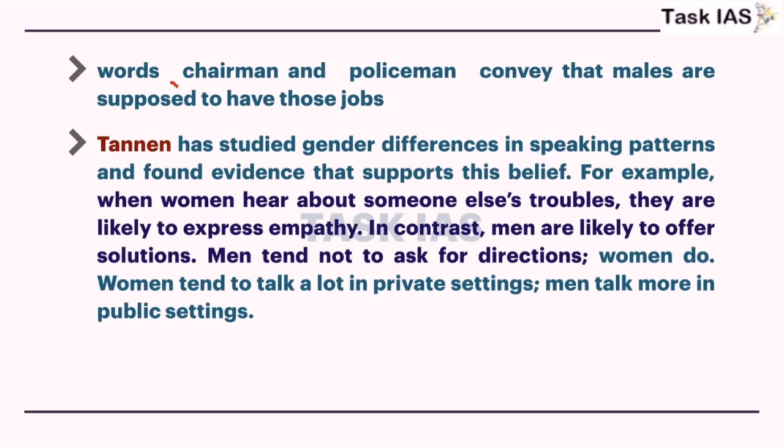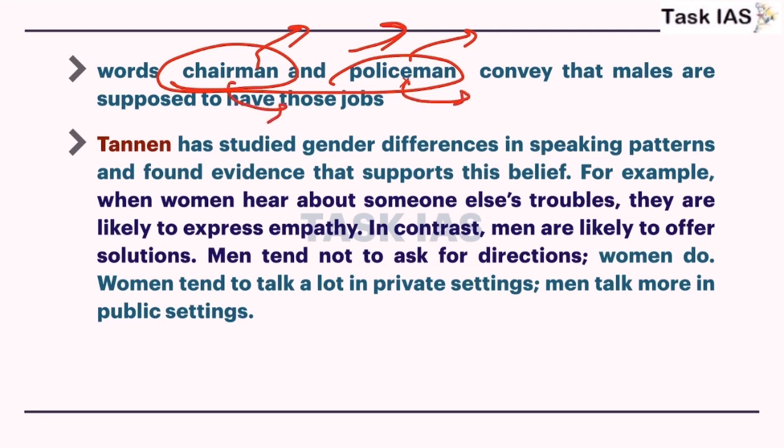So words like chairman and policeman in the English language indicate that these posts, especially of leadership where physical strength is needed, are ones where men are more capable. Because of these words, and because there are no similar words like chairwoman or policewoman, this again indicates that language has influence on cultural aspects.